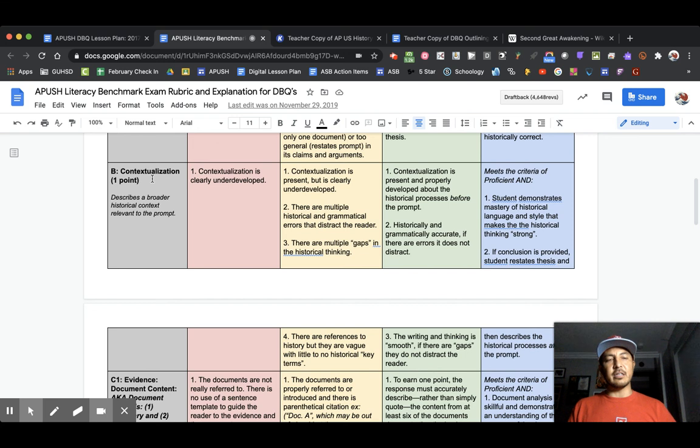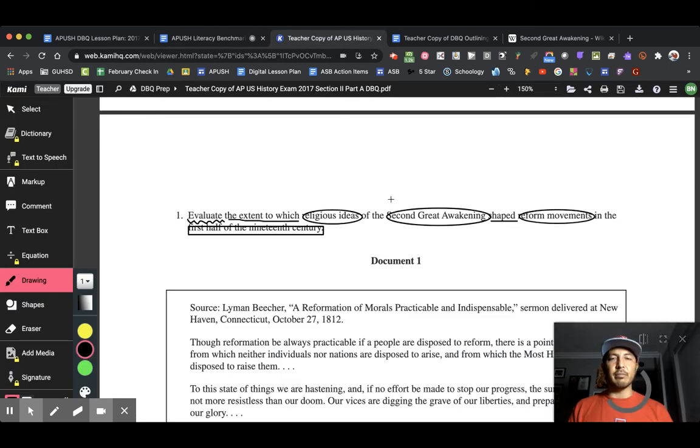Contextualization in this essay will be the sentences before your thesis that help introduce the main idea of the prompt. I think we would all agree that the main idea of the prompt most likely would be the Second Great Awakening. So in this case, we're going to talk about the events that led up to the Second Great Awakening, or led up to the argument inside there. It could also be the reform movements or the specific religious ideas, which obviously are part of the Second Great Awakening.